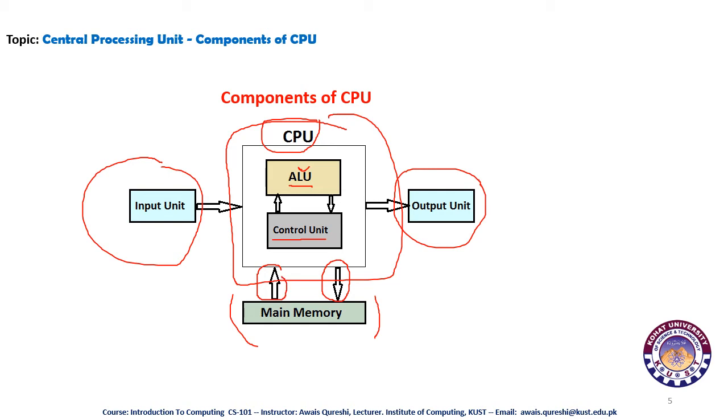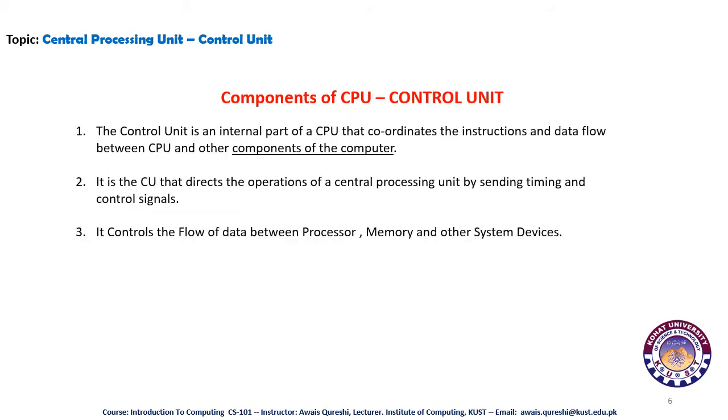Okay, so this is how the components of the CPU look and how it works. So let's move on and see the individual components of the CPU. First, we will study the control unit. This control unit is an internal part of the CPU that coordinates the instructions and data flow between the CPU and other components of the computer. This is the primary responsibility of the control unit, to coordinate the instructions and data flow.